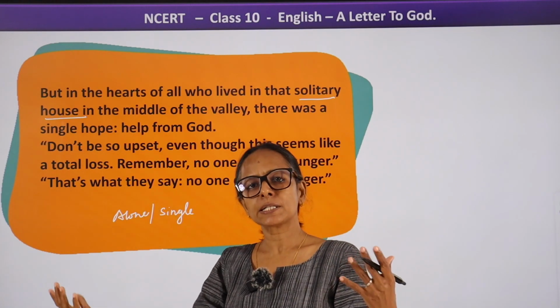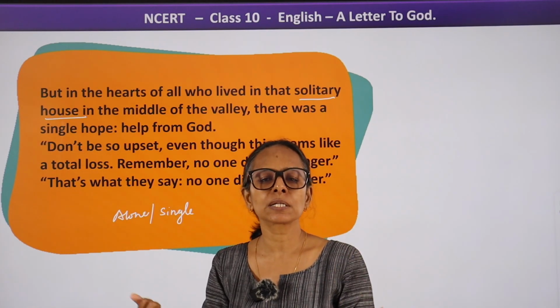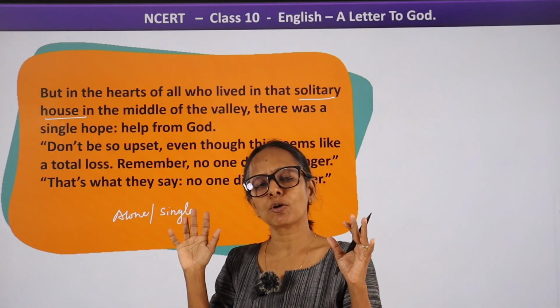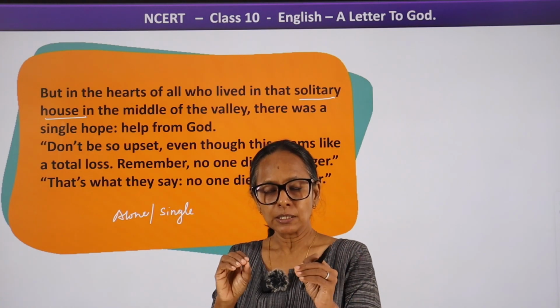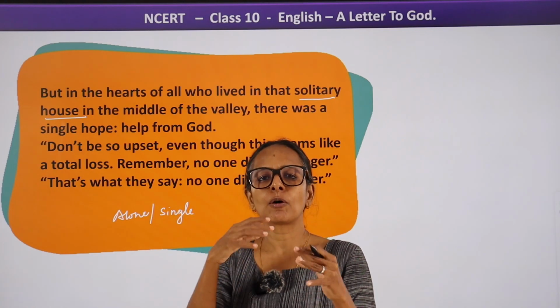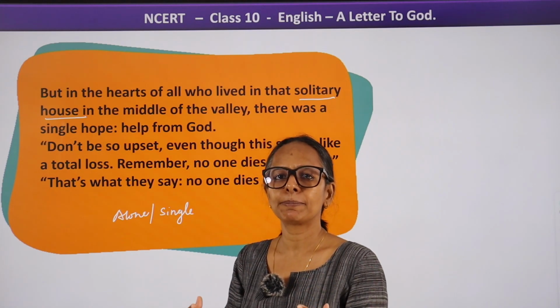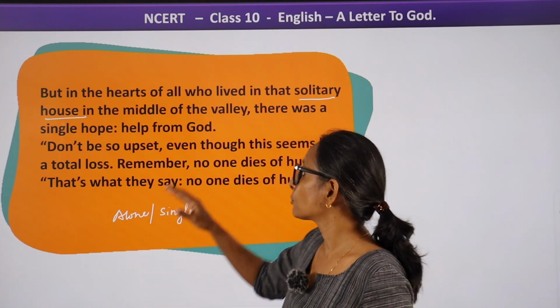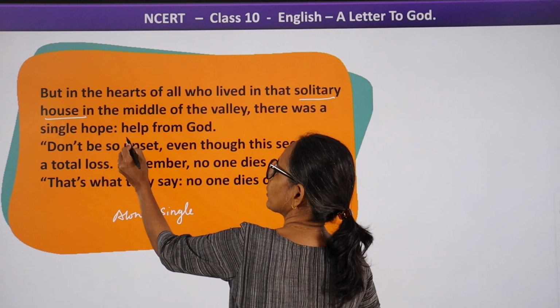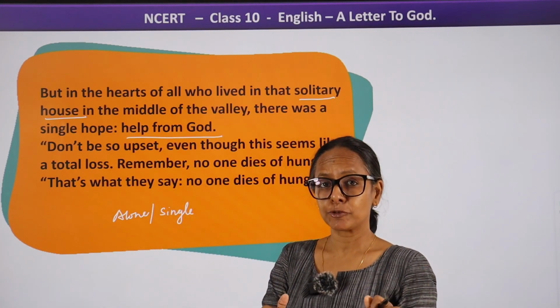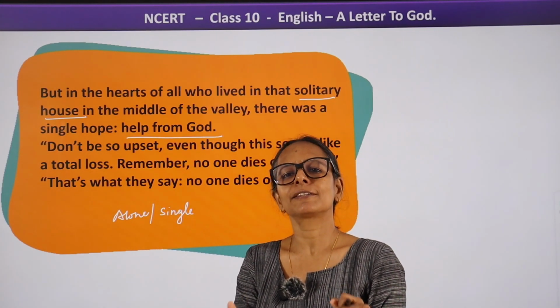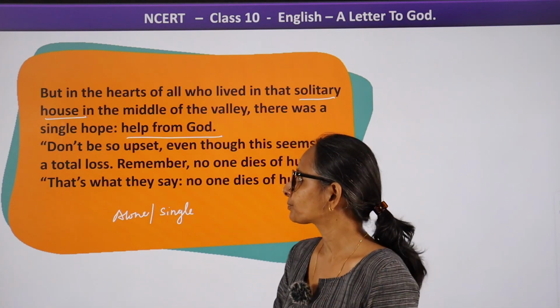When everything else has gone to dust, when all his efforts have gone to waste and all the crops have got destroyed, still there was one hope in the mind and the heart of all the people, him, Lencho, his wife and children. What was that? Help from God. They truly believed that there will be help from God.